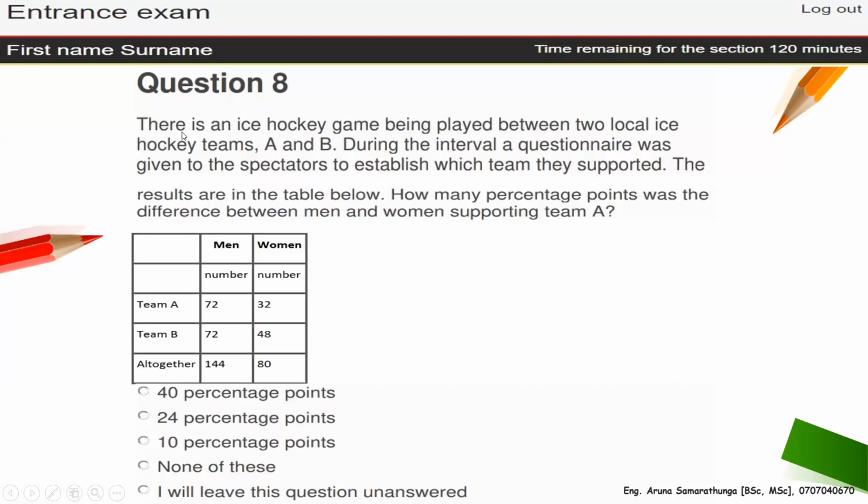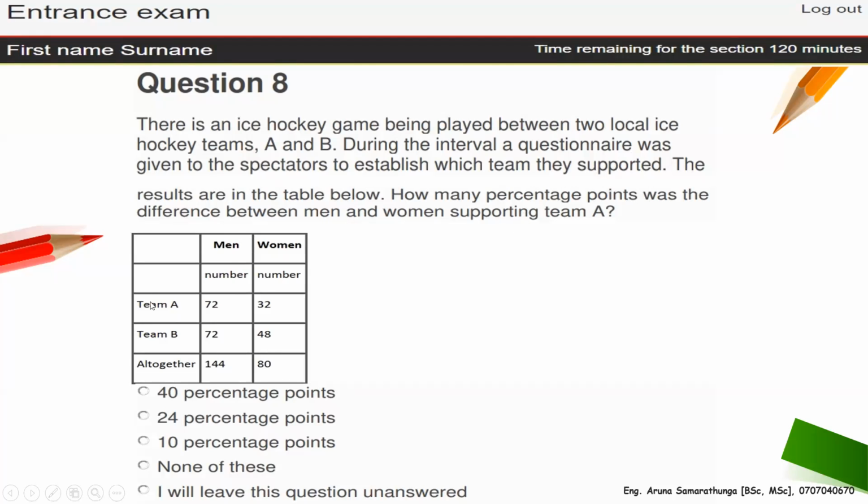There is an ice hockey game being played between two local ice hockey teams, A and B. During the interval, a questionnaire was given to the spectators to establish which team they support. The results are in the table below. By how many percentage points was the difference between men and women supporting team A?